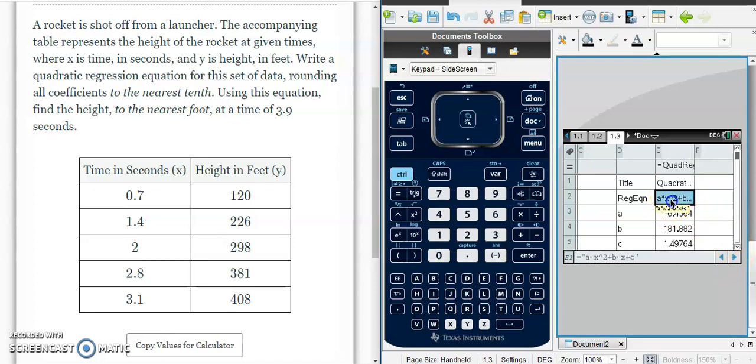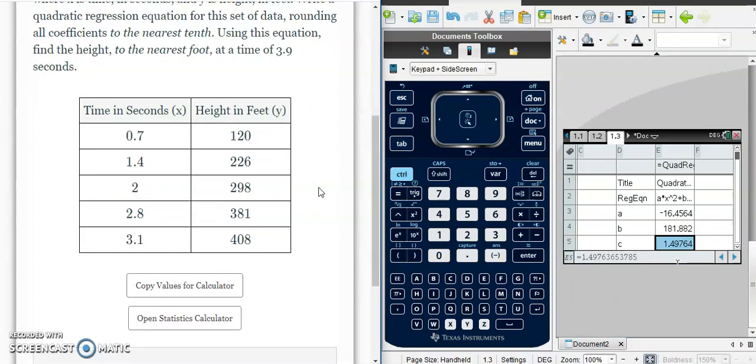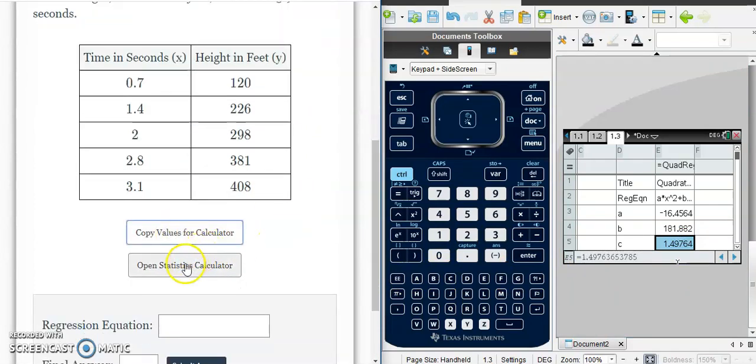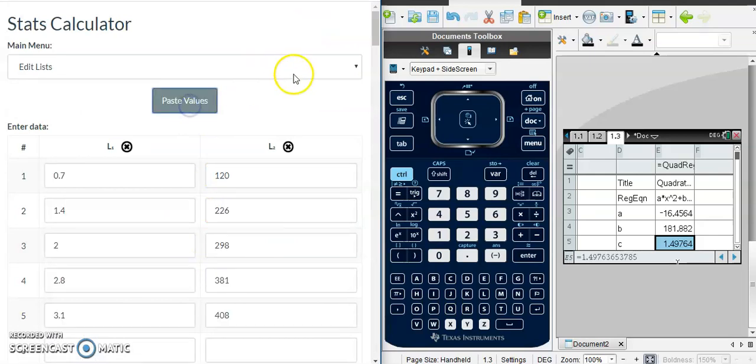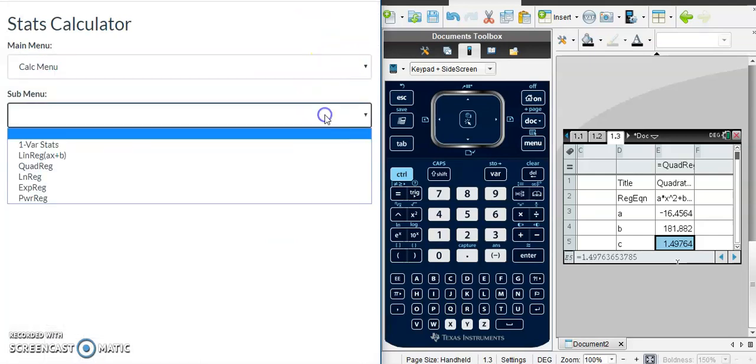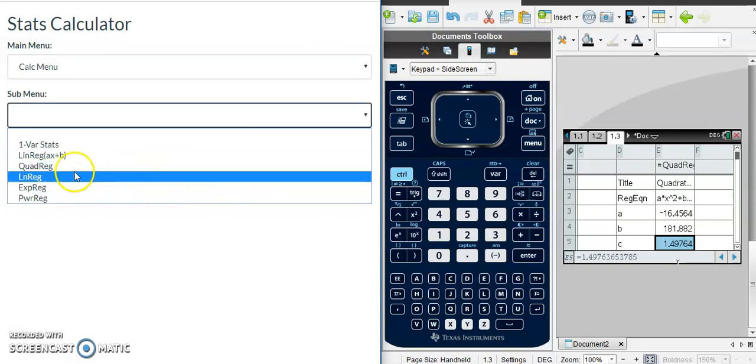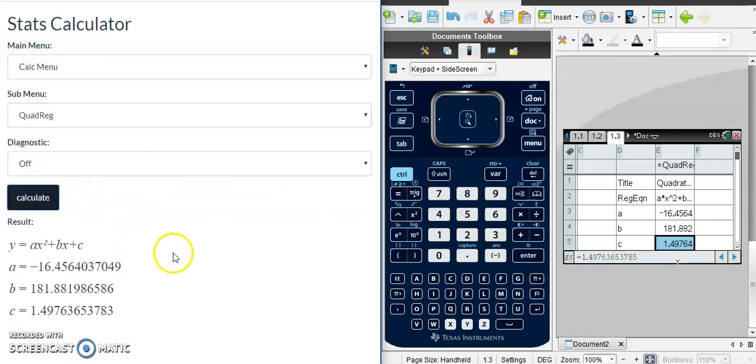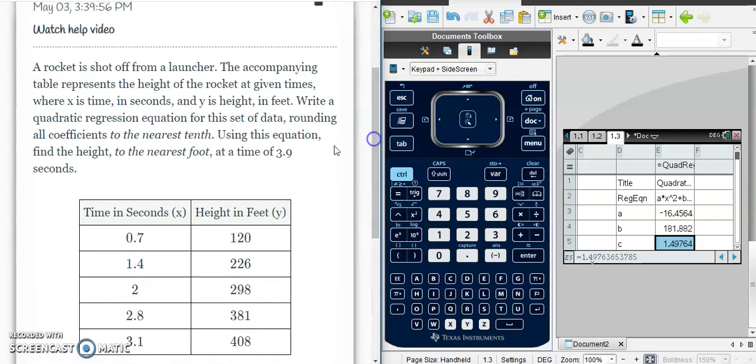And there we go. And then you'll notice here, this is going to tell you ax squared plus bx plus c, standard form of a quadratic. And then there are your three values. All right, within Delta Math, if you don't have your TI Inspire, copy the values, open the stats calculator, paste those values, go ahead and switch this to the calculate menu, and then go ahead and choose quadratic regression. And then you should notice that these values coincide exactly the same as what that's going to calculate for you there.